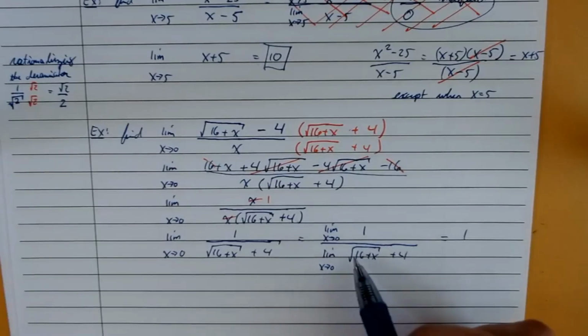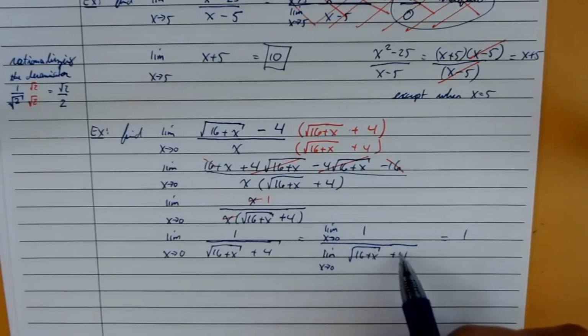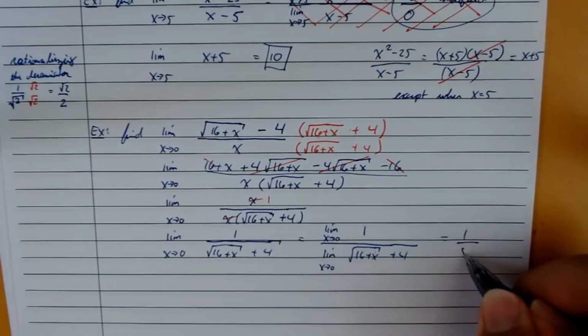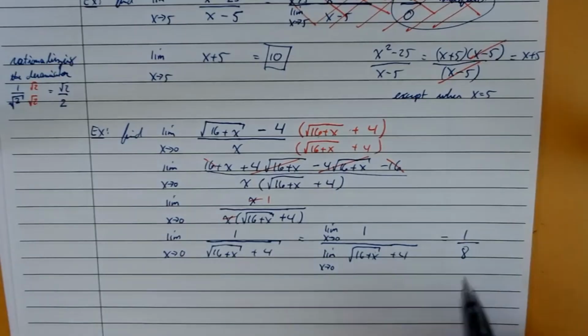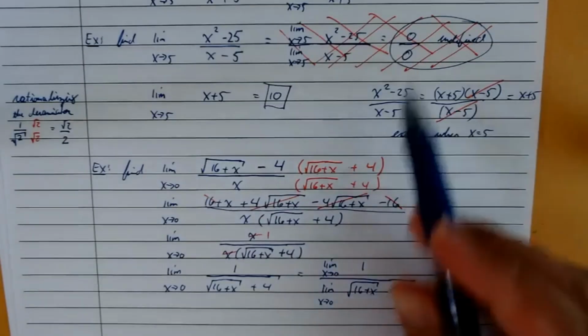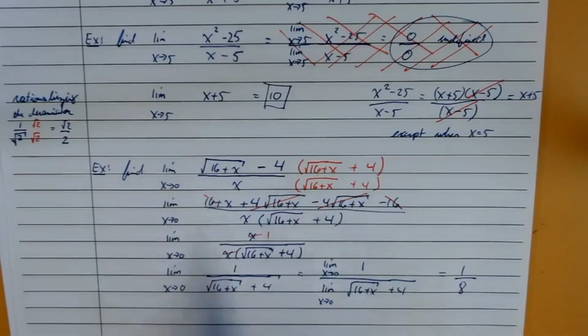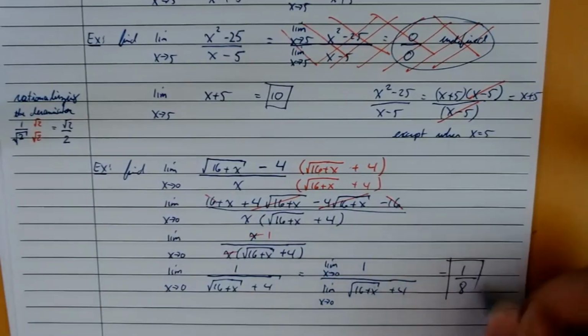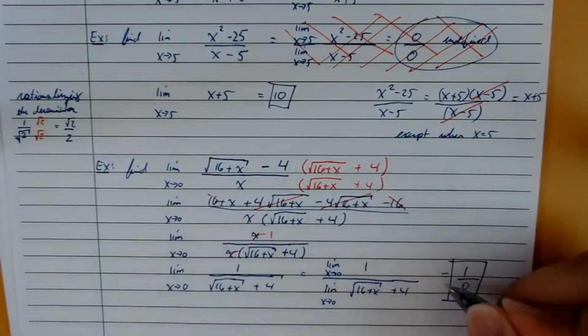So when you take the limit, that's going to be 4 plus 4, which gives us the denominator of 8. And now we don't have gibberish. Now we don't have 0 over 0 like we would have if we plugged in 0 at the beginning. Now we have a result of 1/8. And you can check that.